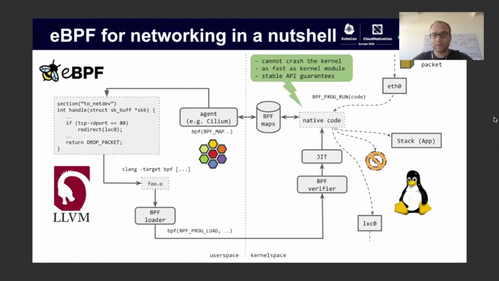And the crucial part in all of that is, again, that it cannot crash the kernel. It is as fast as a kernel module, and it provides stable API guarantees. So what does that mean? It basically means that when a BPF program keeps working on an old kernel version, it will also continue to keep working on a new kernel version without having to change the program itself. It's similar to user space, like the contract that the kernel has to user space, where we don't break applications and kernel updates. And this similar thing is happening for the eBPF world, for example, for the networking case.